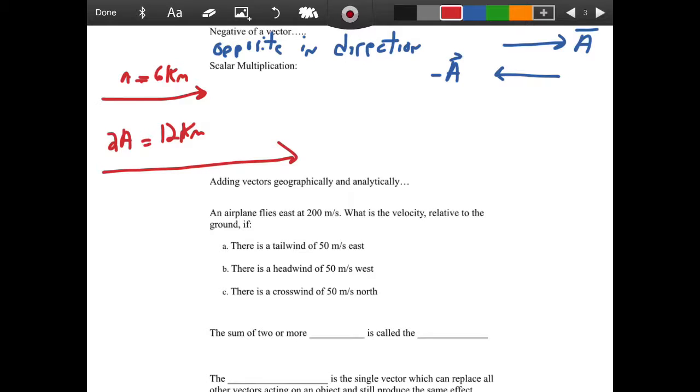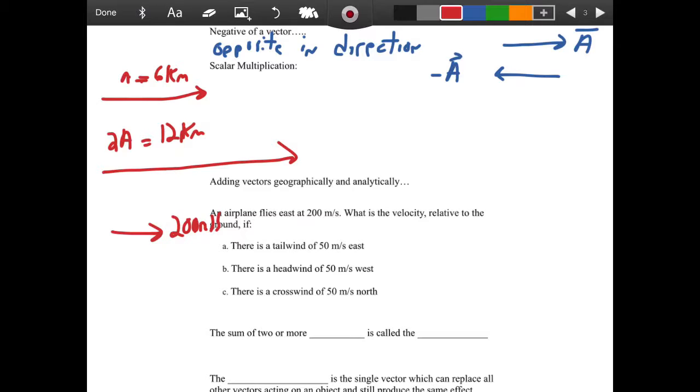Okay, so there are a bunch of different ways to do vectors, whether it's scale drawings, you could set up a big table and do a lot of trig, or we can do it analytically. But for now, let's just go into this first example. So we have an airplane flying east at 200 meters per second.